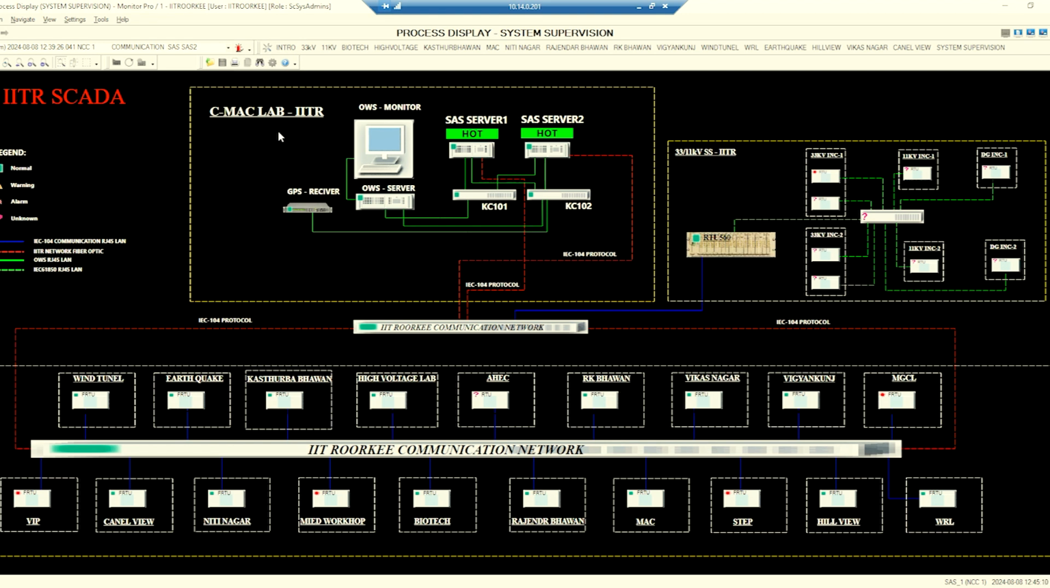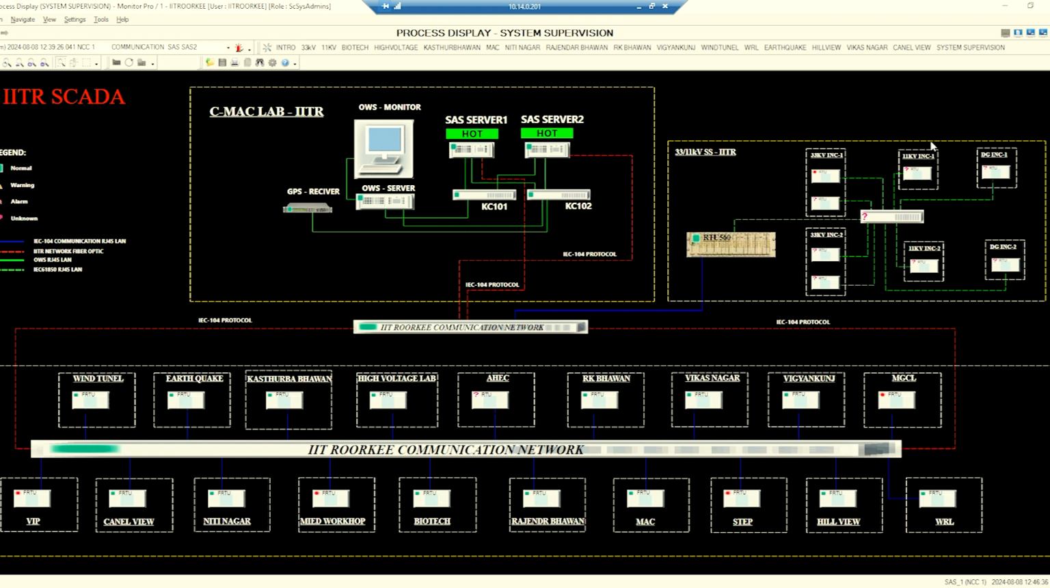The setup includes servers, GPS receivers, communication protocols and connections to different buildings. Finally, the CMAC Lab IITR highlights the configuration for monitoring and managing the electrical network, featuring central components such as an OWS monitor, a GPS receiver for time synchronization, and 2 SAS servers for redundancy and reliability. The communication protocol represented by green and red lines ensures robust data exchange between servers and components.